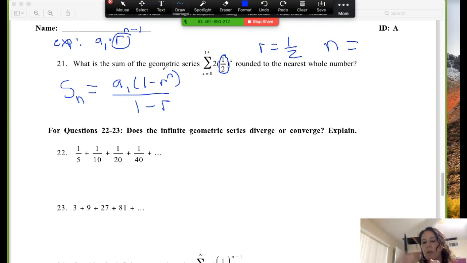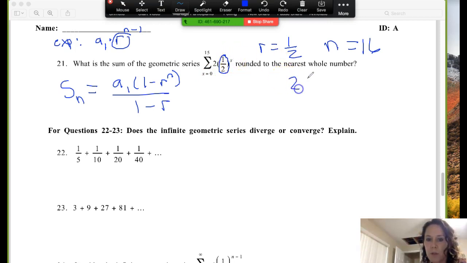So 0, then 1, 2, 3, 4, 5, 6, 7, 8, 9, 10, 11, 12, 13, 14, 15. That's 16 terms, one more. Remember you have to count that term all the way till 15. There are 16 terms, all right? And now your first term you can figure out, plug in that first term, plug in 0 for x.